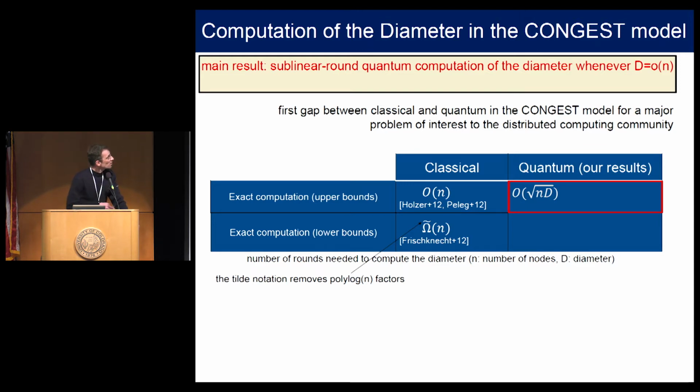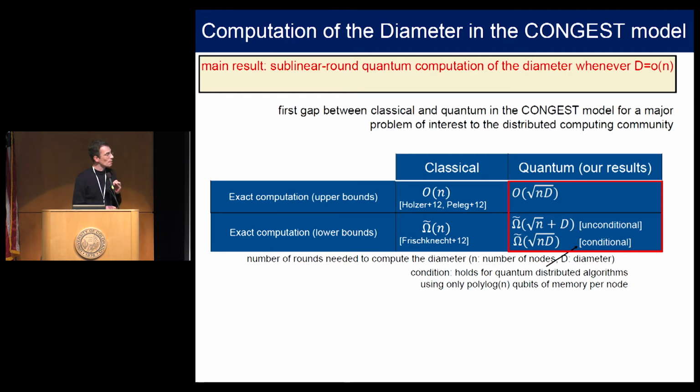So this is for the upper bound. We also have lower bounds. We have a first lower bound, which is unconditional. It's square root n plus d. So it is tight when d is small, for example, when d is constant. But it's not tight when d is large. And we have a second lower bound, which matches the upper bound, but it is conditional.